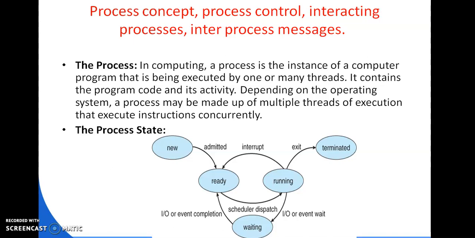Let's take an example. Suppose A plus B is a process. When A plus B enters the system, it needs some input. That means it definitely needs to assign a value to A and another value to B.